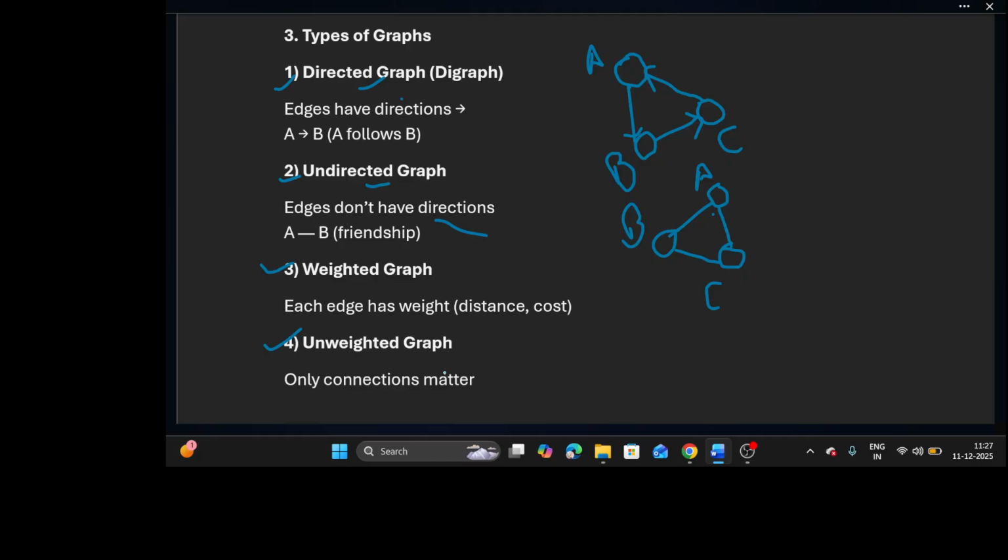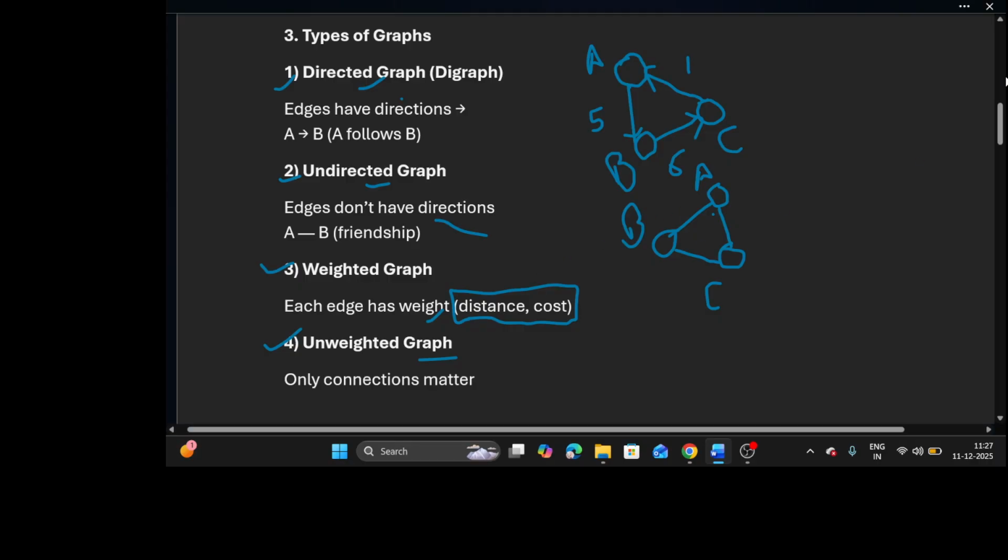Now weighted graph, unweighted graph. Weighted graph means there is a distance or cost. Suppose A to B distance is 5, B to C distance is 6, C to A distance is 1. Means weighted graph, each edge has a weight. Weight means distance or cost. And in an unweighted graph only connections matter. They have no weight, no cost, no distance. Only connection matters in an unweighted graph, and in a weighted graph the distance or cost between the two nodes matters.